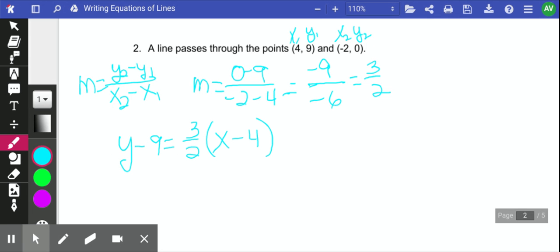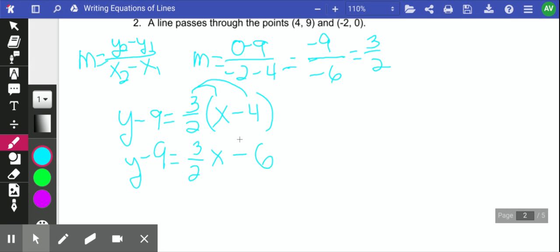Let's see what we get. So I have y minus 9 equals, here I'm going to do the distributive property. This is going to be 3/2 x minus, now 3/2 times -4. Well, we know it's going to be negative. 3 times 4 is 12. 12 divided by 2 is 6. And of course, the last thing I'm going to do, add 9 to both sides, and we get y equals 3/2 x plus 3.